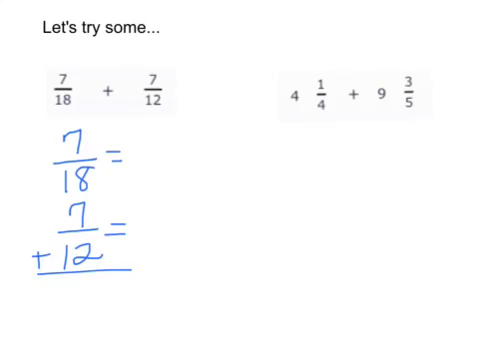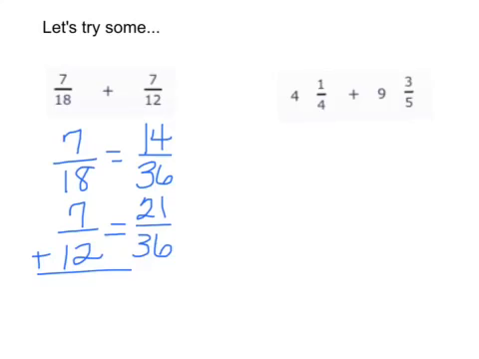So I can't make 12 into an 18. So I'm going to go to the next multiple of 18, which is 36. Well, I can make 12 a 36. So that is going to be my least common denominator. Now let's get our numerators to match. So 18 times 2 is 36, and 7 times 2 is 14. 12 times 3 is 36, and 7 times 3 is 21.